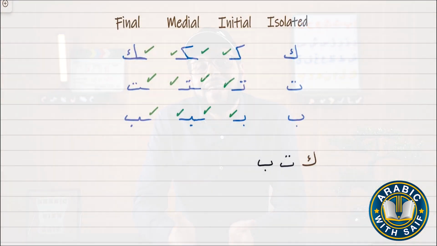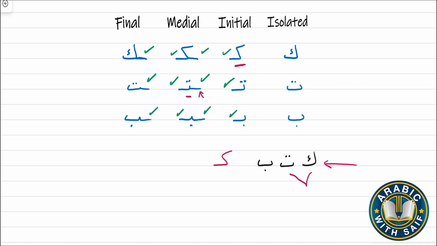Now let's practice how to connect and read some letters, but we'll mix letters between this lesson and the previous one. Kaf, ta, ba. Let's connect these three letters. First, we will check the relation between kaf and ta. If kaf in the beginning of a word, it can connect to any letter after. And letter ta, middle form, can connect to any letter before. So both can be connected.